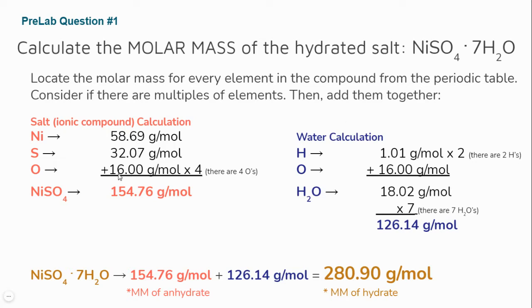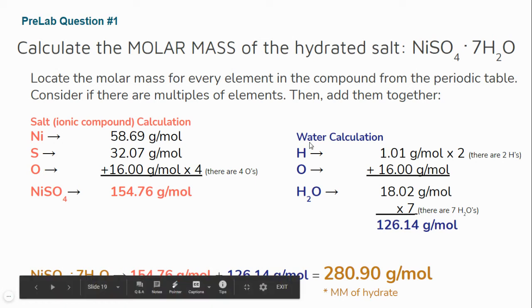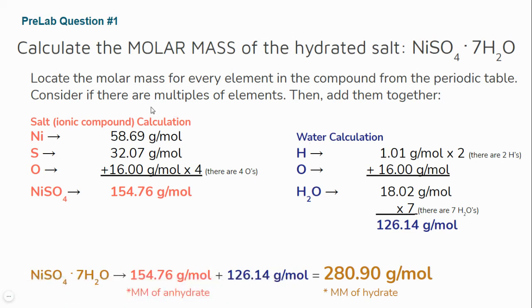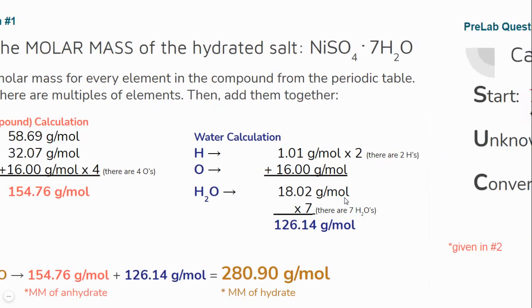So for NiSO4, I multiplied 16 by 4 because there are 4 oxygens, and so I get 154.76 grams per mole. For water, I get 18.02 grams per mole, but I need to multiply that value by 7 because there are 7 waters in this hydrated salt formula. We know that a hydrated salt is comprised of an ionic compound and the waters, so we add both of these values together to get our final answer, which is 280.90 grams per mole of hydrate.